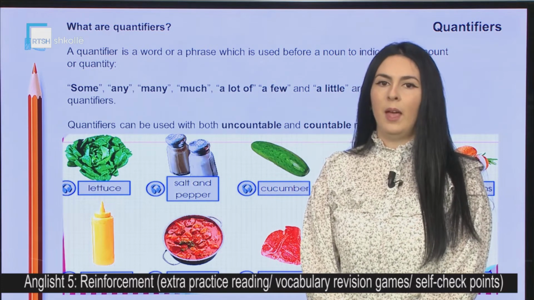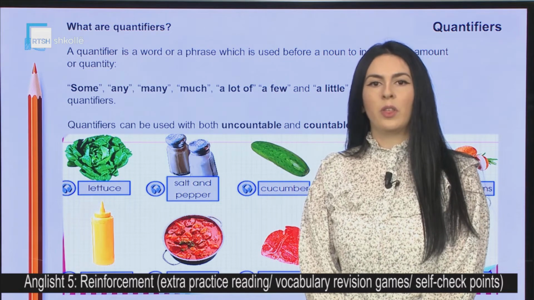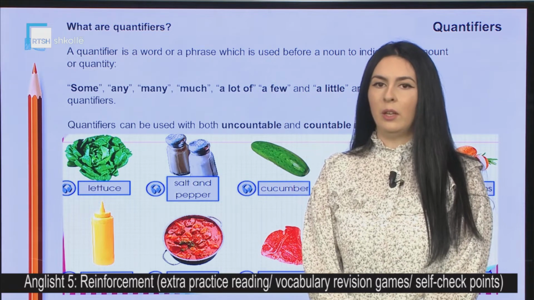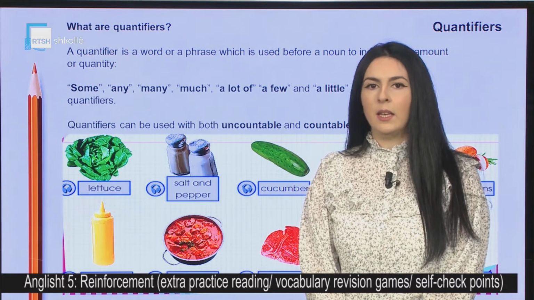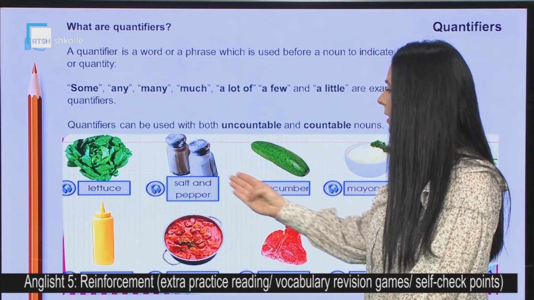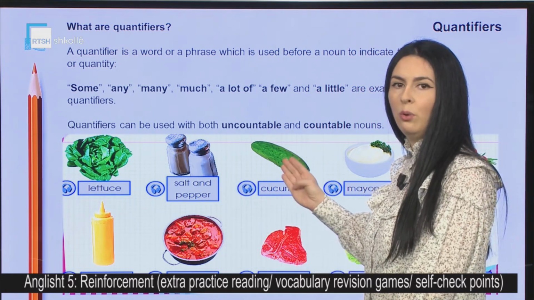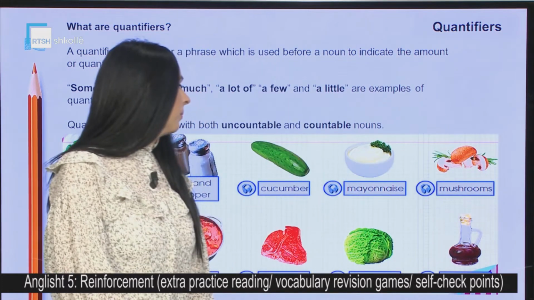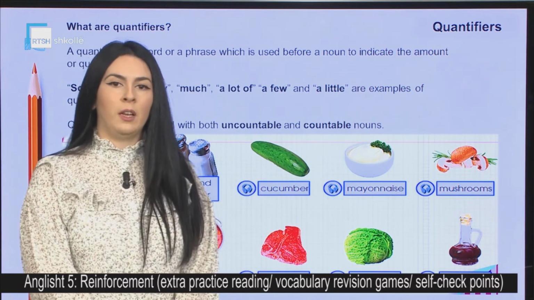Some, any, and many, and a few as well, are used with countable nouns. And any, much, and a little are used with uncountable nouns. Let's see the words which we have here. We have lettuce, salt and pepper, mustard, stew, cucumber, steak, mayonnaise, cabbage, mushrooms and vinegar.